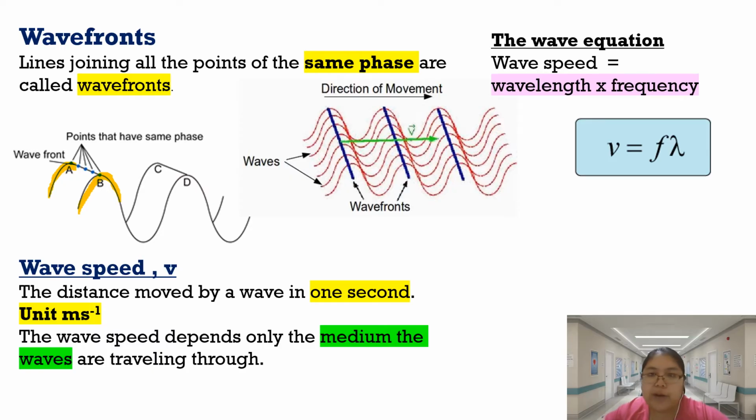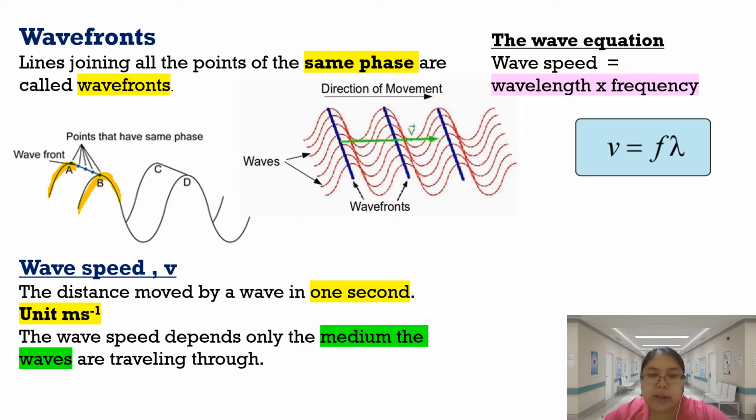Okay, after that we have wave speed. We're still using the V. Wave speed means the distance moved by the wave in 1 second. So I count 1 second, and the speed of the wave is how far the distance goes. We use the unit m s^-1.